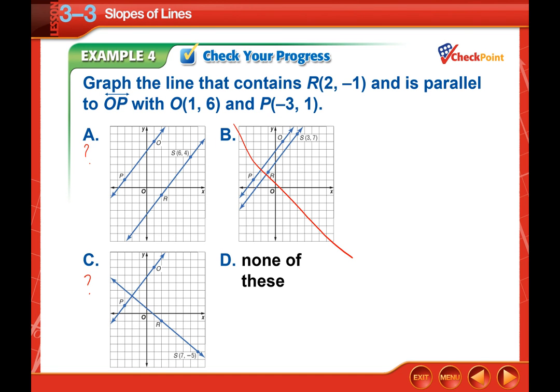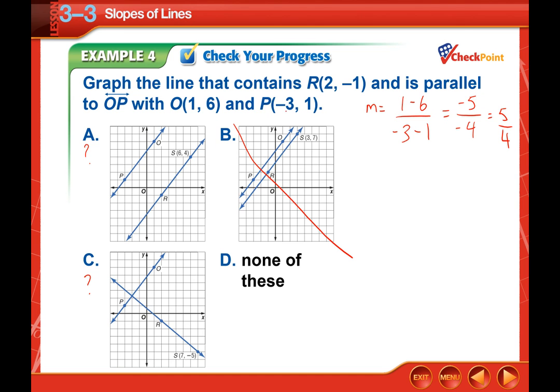Now we need to determine the slope. Okay, the slope of OP is going to be 1 subtract 6 and negative 3 subtract 1. 1 subtract 6 is negative 5. Negative 3 subtract 1 is negative 4. So we end up with a positive 5/4. So we need something that is increasing in the y direction and increasing in the x direction.